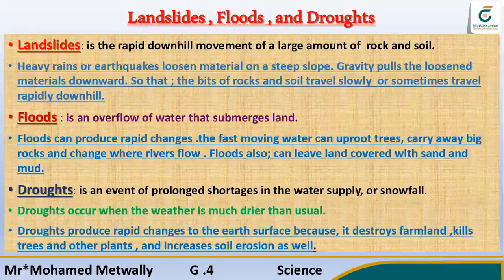After we finish this slide, we will turn to the explanatory video and the end of our lesson today. I hope that today's lesson is understood. Let's start with the definition of landslides. A landslide is the rapid downhill movement of a large amount of rock and soil. Downhill movement here means sliding of rock and soil in a large amount.